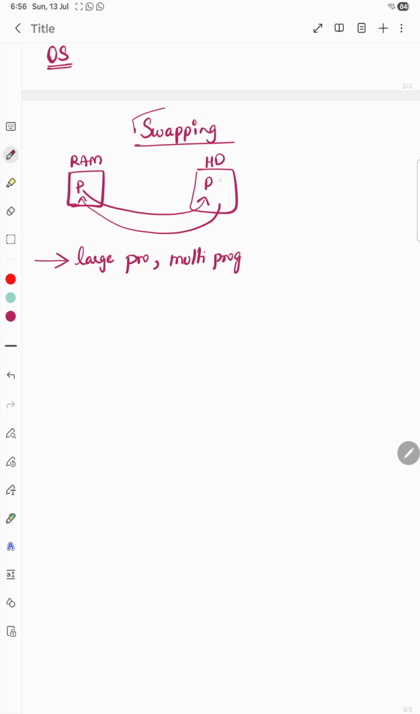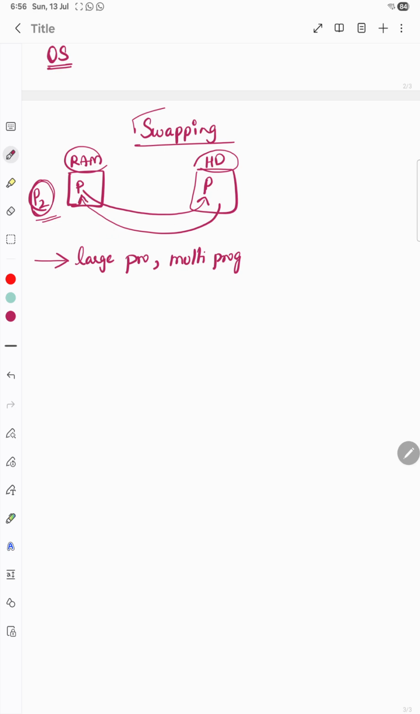So swapping is a technique which is used to provide space for a process which is in a waiting state, and this may be a process which is inactive at the current point of time. So the process is swapped out from the primary memory to the hard disk. Once another process, that is P2, is completed, it is swapped in again into the RAM.